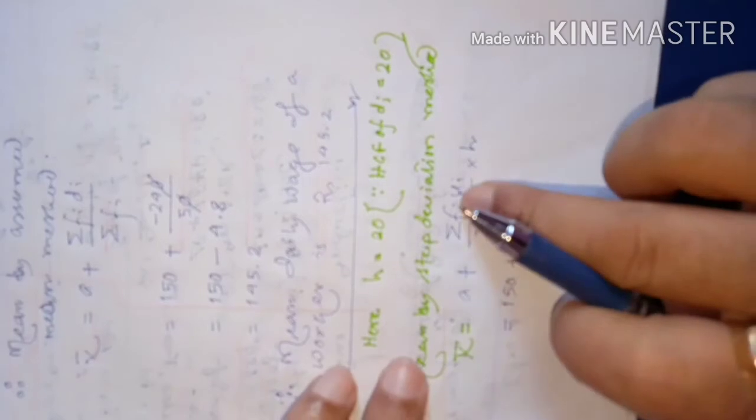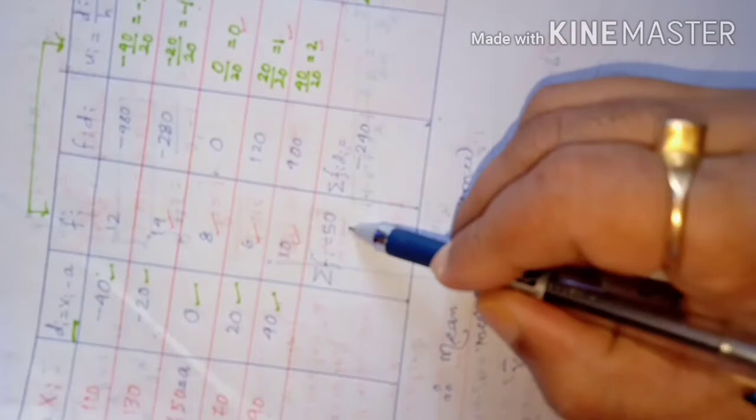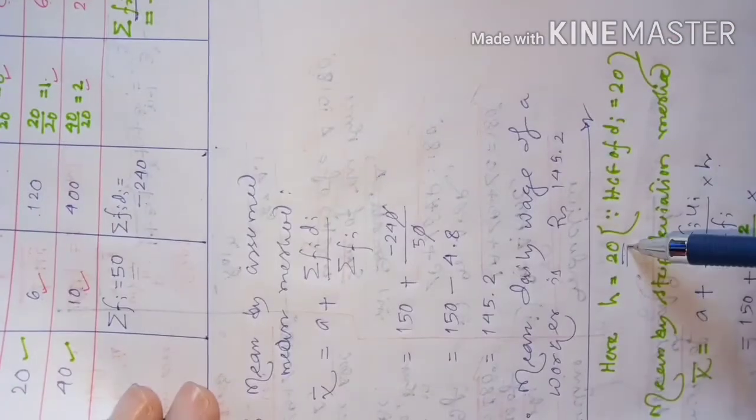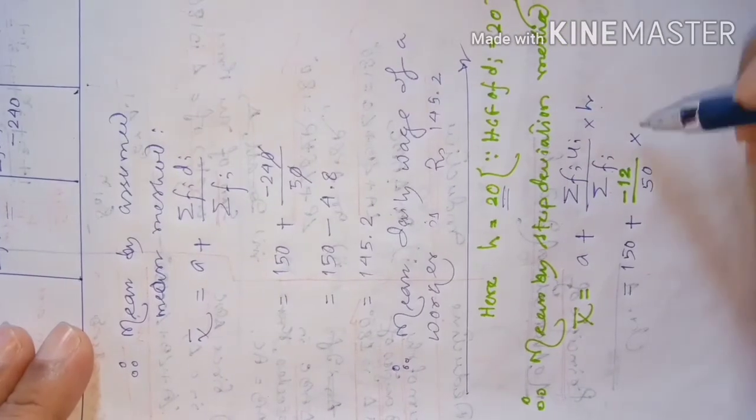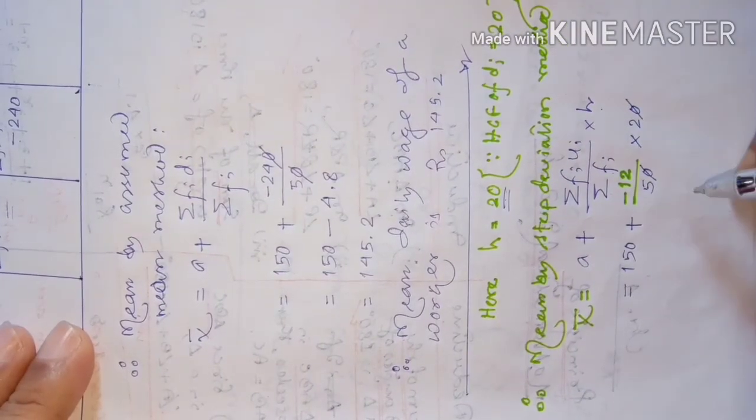Because this is sigma FiUi, divided by sigma Fi. That is 50 still. Same, sigma Fi, 50. Okay, dear students. So now, here it will be into h. What is the value of h? h is the highest common factor of the Di values, that is 20. So you put it here, 20. Here you write 20. A 0 from here, a 0 from here, cancel.